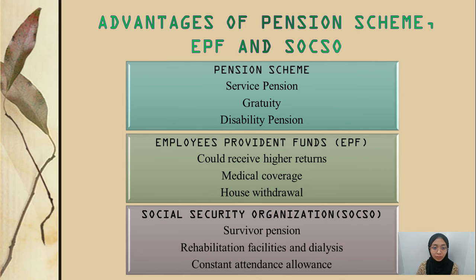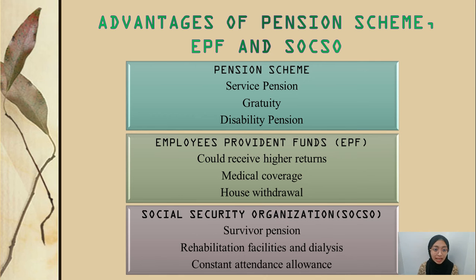Now I'm going to present about the advantages and disadvantages of pension scheme, employees provident funds and social security organization. The advantages for pension scheme, first is service pension. Monthly annuity payments are typically offered as a single life annuity for us only for the rest of our life. Second is gratuity. We can invest the money, keeping it working for us and possibly earning a better interest rate too.